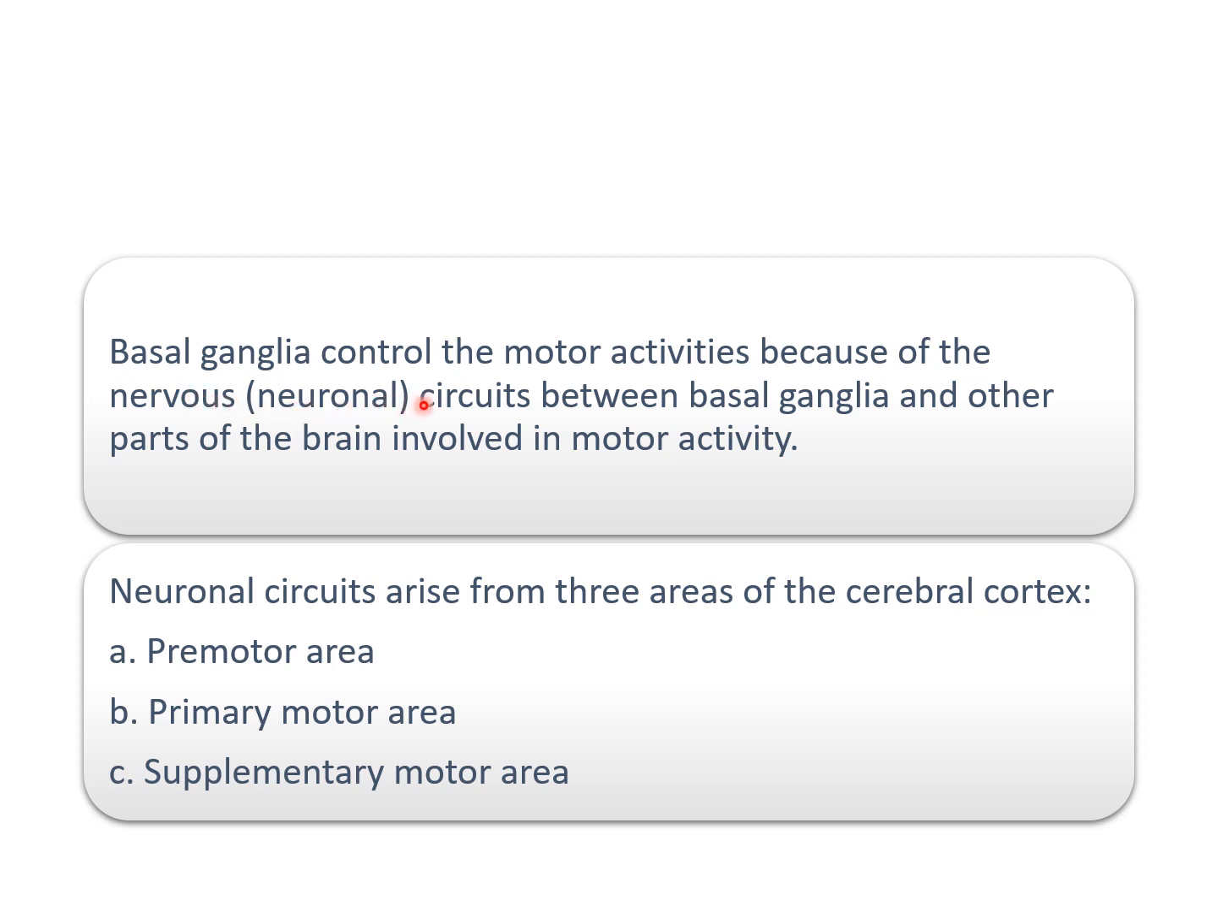Basal ganglia control the motor activities because of the neuronal circuit between the basal ganglia and other parts of the brain involved in motor activity. The neuronal circuits arise from three areas of the cerebral cortex, which we have already discussed in the previous lecture, thalamus part 1. So the neuronal circuits arise from the premotor area, primary motor area and supplementary motor area.